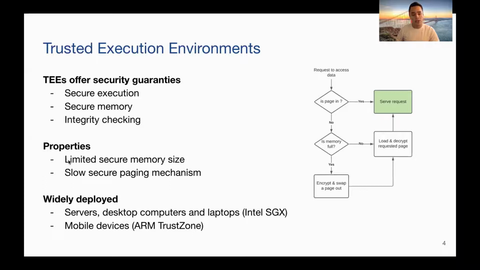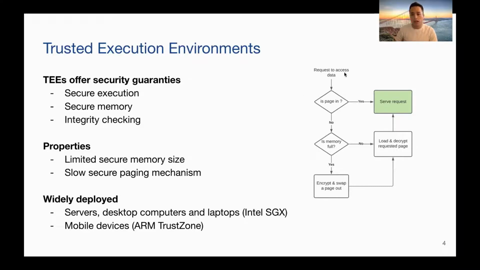A few more properties about TEEs. The secure memory area is very convenient, but usually pretty small in size. And also there is a slow secure paging mechanism that is used for memory intensive programs. For instance, if you have only 28 megabytes of secure memory, then running deep learning models would require some secure paging as in a normal OS.